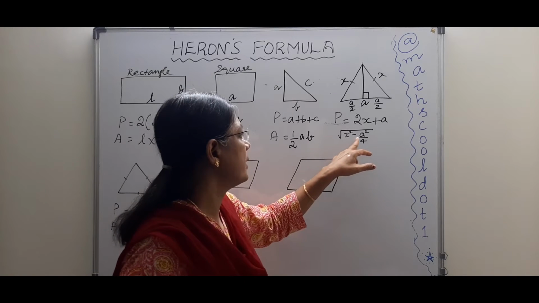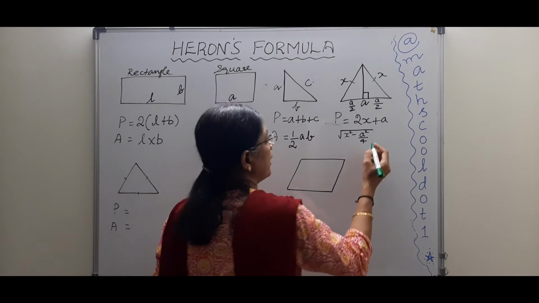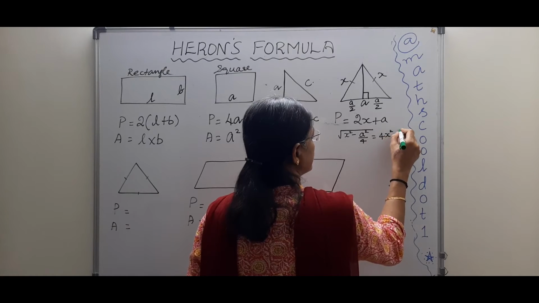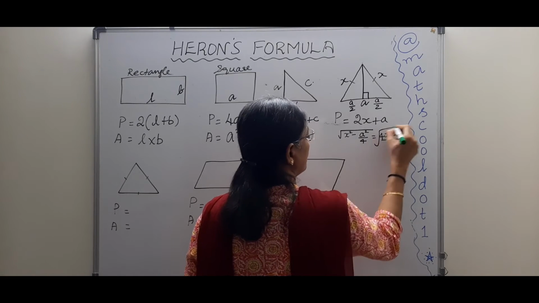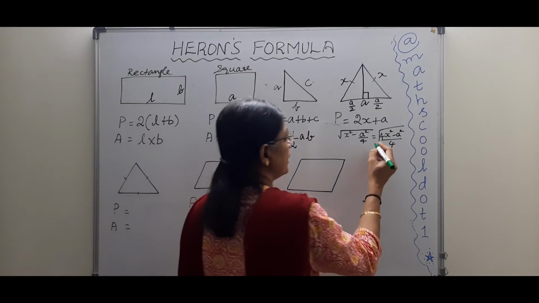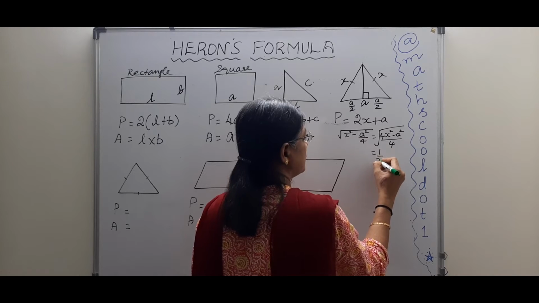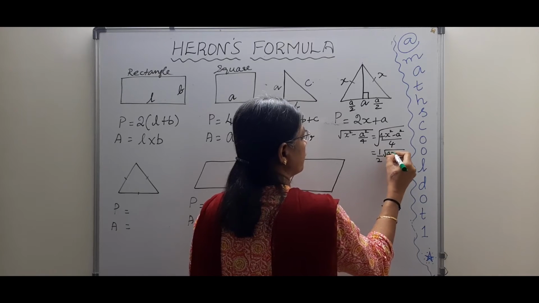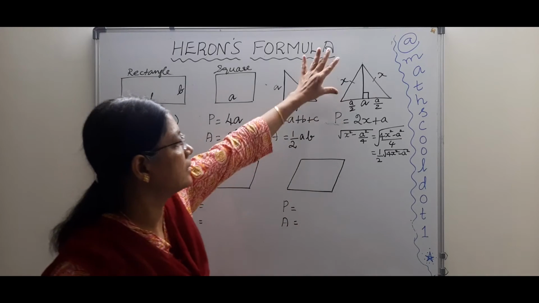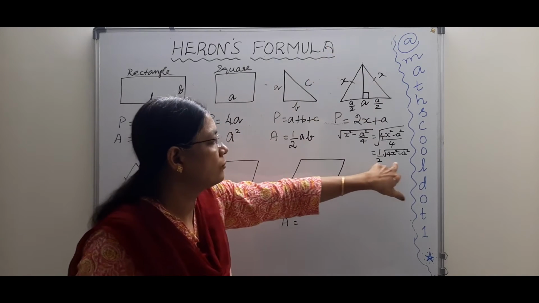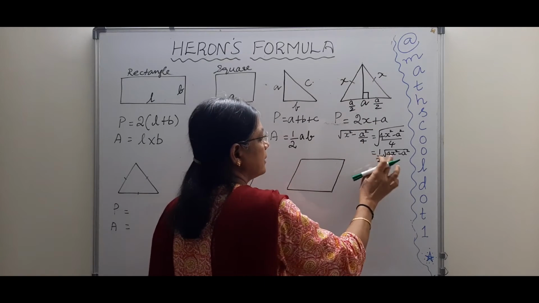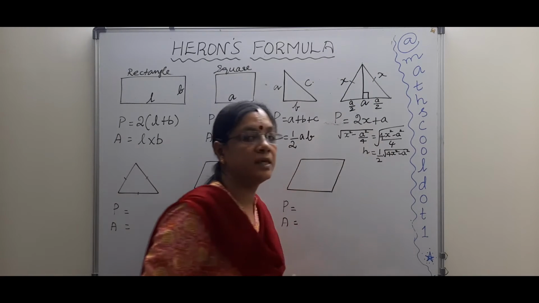So x squared minus a squared by 4 becomes (4x squared minus a squared) by 4 under the root. Now root 4 becomes 2 here. So take the 2 outside: 1 by 2 root of 4x squared minus a squared will be your one side, that is, this side is half of root of 4x squared minus a squared. Now we have got the height here. So this is the height now.